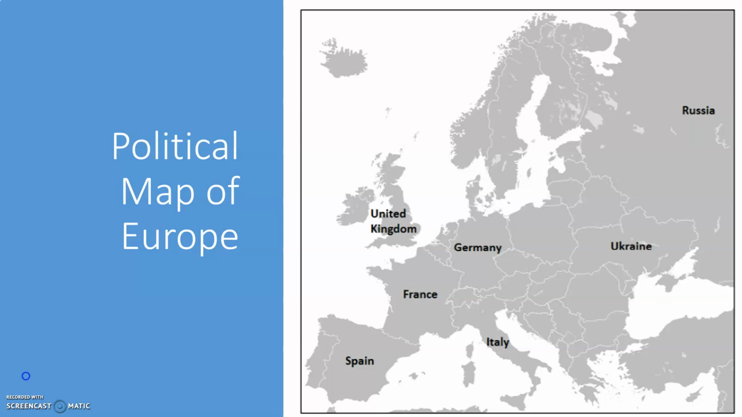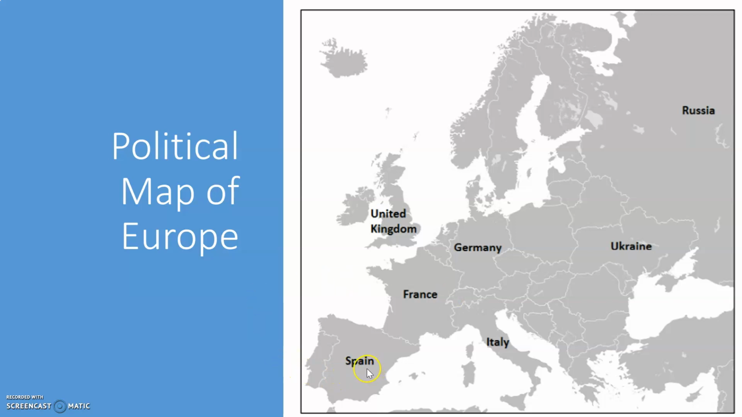So when we talk about political map, we're talking about countries like the United Kingdom, Spain, and France. When we talk about physical map, we're talking about landforms like rivers, oceans, and mountains. So the first standard says that we have to locate on a world and regional political physical map the countries of France, Germany, Italy, Russia, Spain, Ukraine, and the United Kingdom. So that's 7 countries we have to be able to locate.